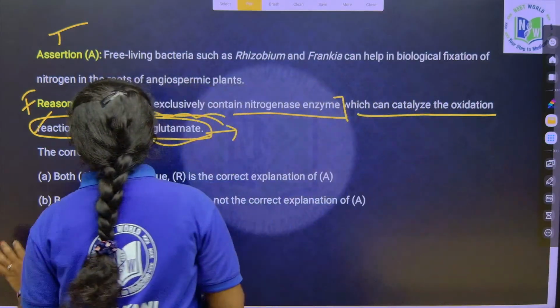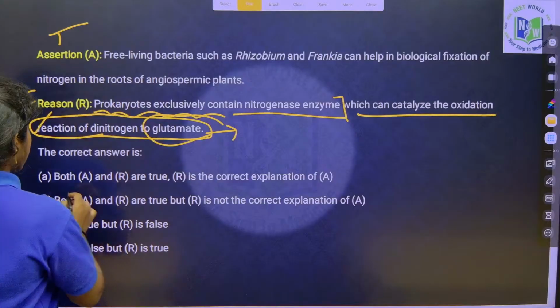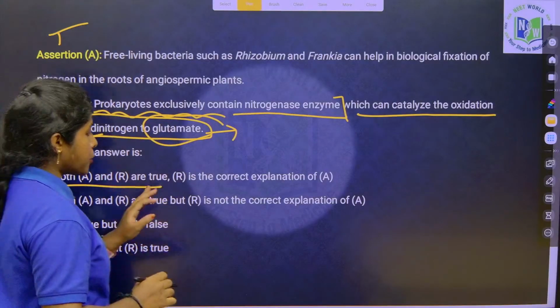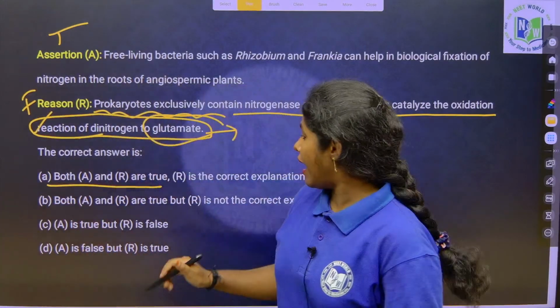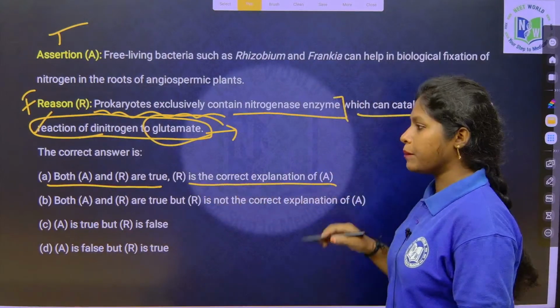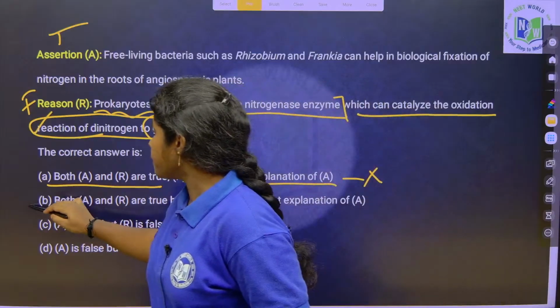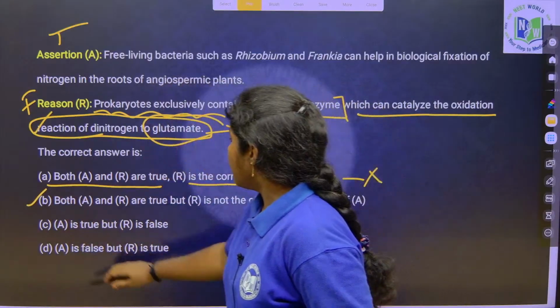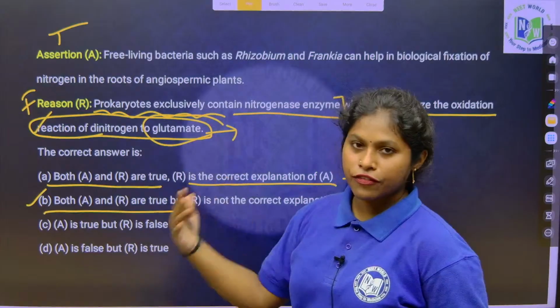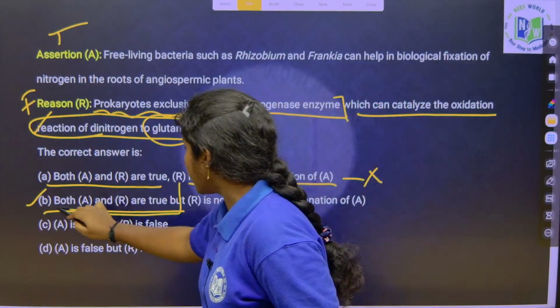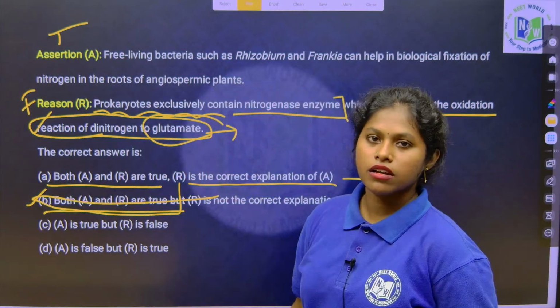So here, the first option given says A and R are true, and R is the correct expression of A. This is the wrong statement. Coming to the B option, both A and R are true. Of course, the reason statement itself is wrong. We have to eliminate this option.